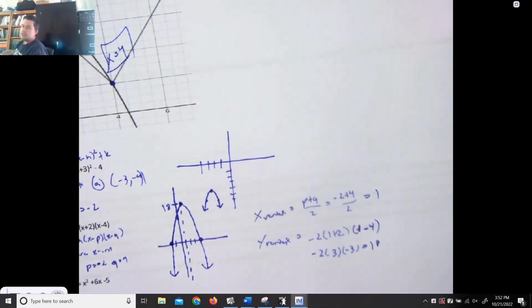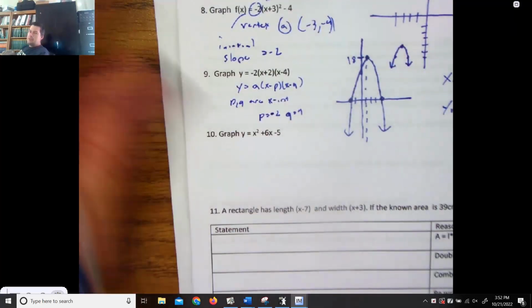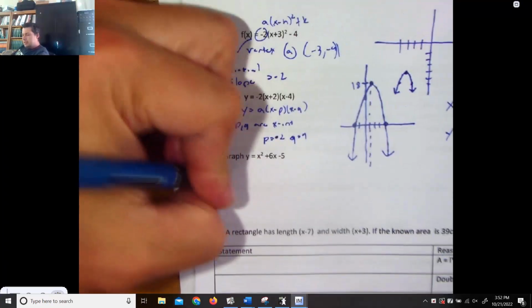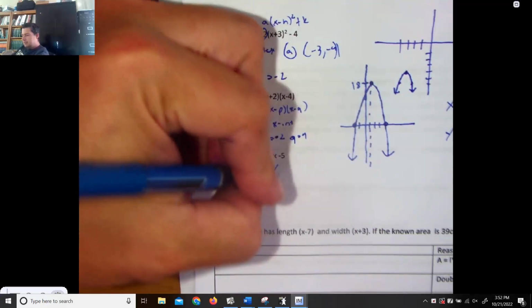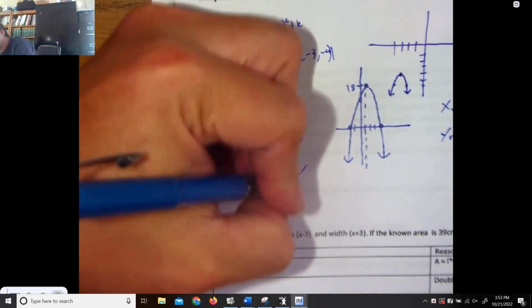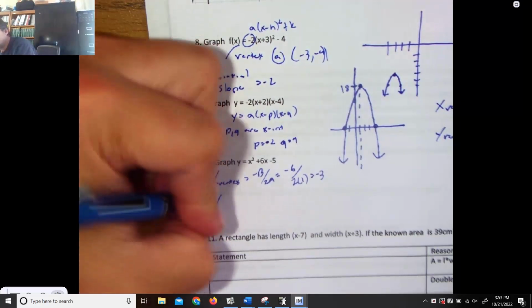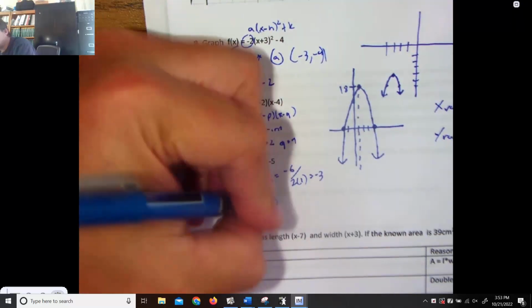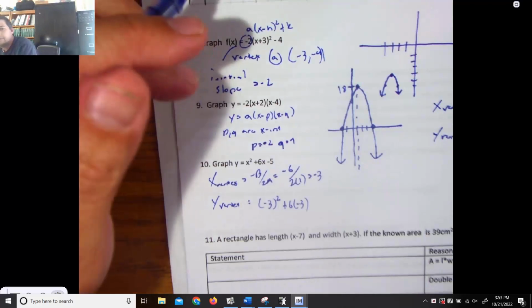Number 10: graph y equals x squared plus 6x minus 5. You can do this one by factoring, or you can do it by finding the coordinates of the vertex. I'd just go after the vertex. The x-coordinate of the vertex is opposite b over twice a. So that's going to be -6 over twice a 1, which is -3. And then to find the y-coordinate of the vertex, you just plug it back in. And again, you can use a calculator on your test, so don't be afraid to use your calculator.